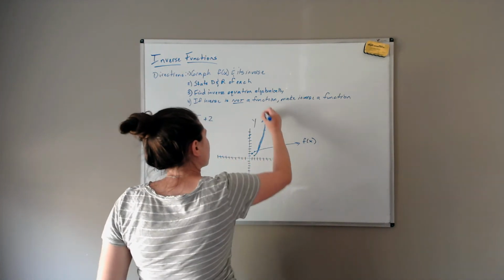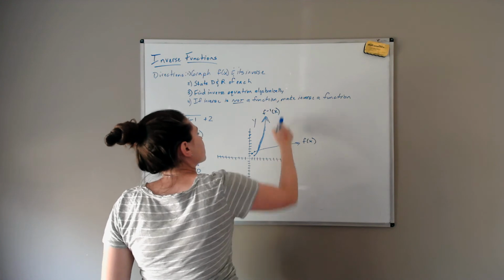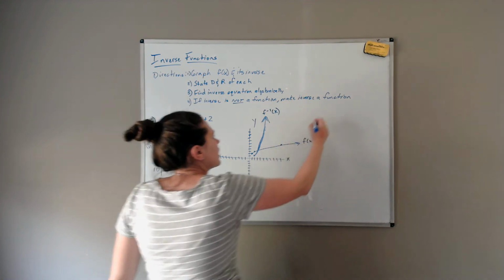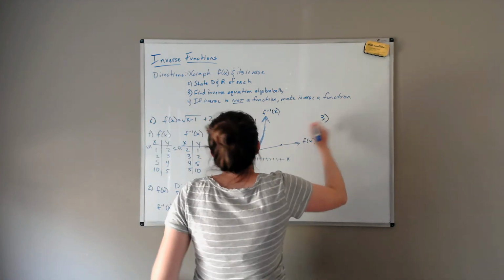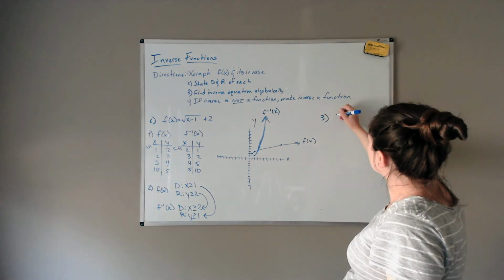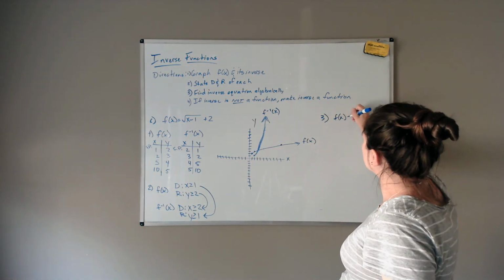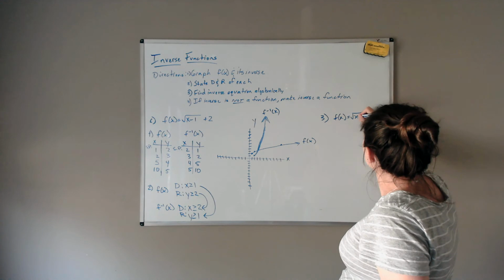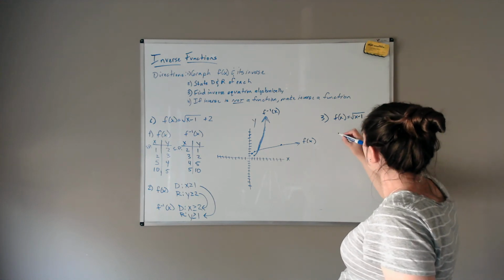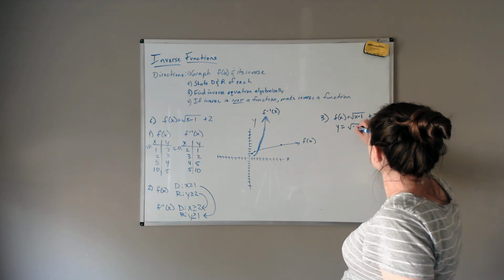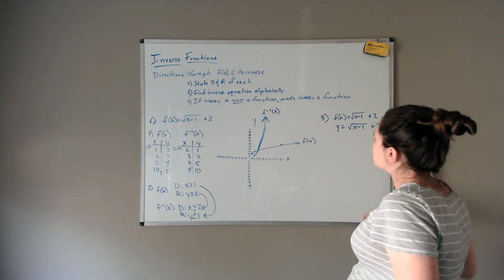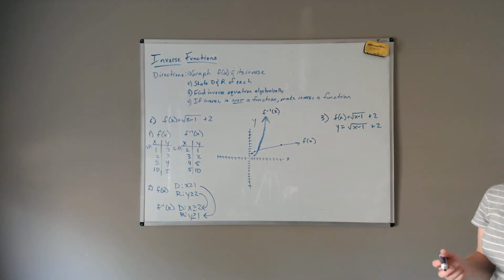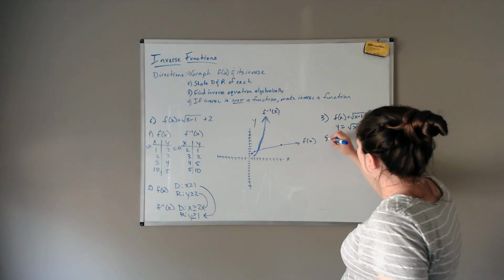So now, is the inverse a function? Yes, it is. We've already determined that, because f of x passes the horizontal line test. So number 3, the directions say find the inverse equation. We had f of x equals the square root of x minus 1 plus 2. First thing is write as y equals the square root of x minus 1 plus 2. It's just easier to see it as y instead of f of x. So now we swap x and y.